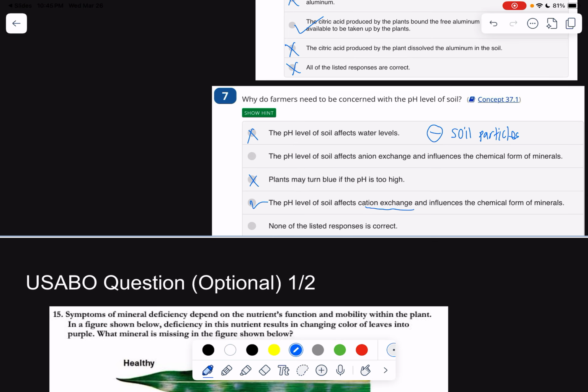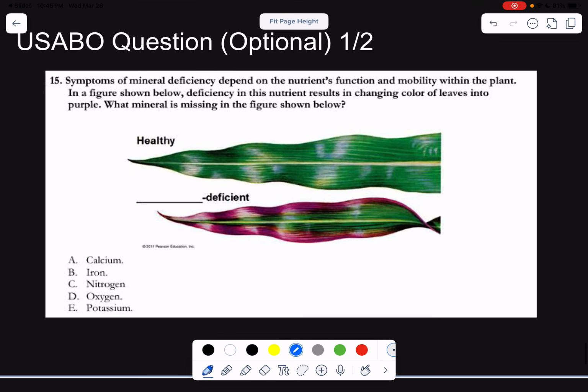So now let's move on to some optional USABO questions. These are just for if you want to see what USABO questions look like. But, well, here they are. Question 1. Symptoms of mineral deficiency depend on the nutrient's function and mobility within the plant. In the figure shown below, a deficiency in this nutrient results in changing color of leaves to purple. What mineral is missing in the figure shown below?